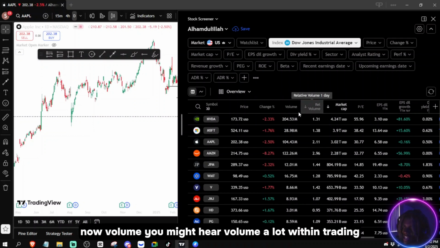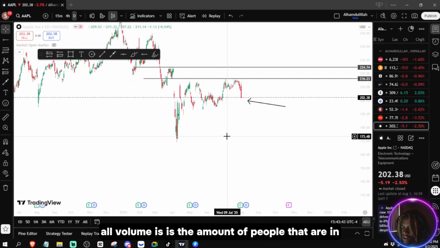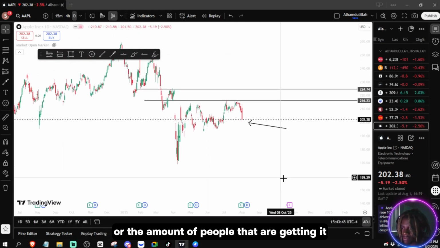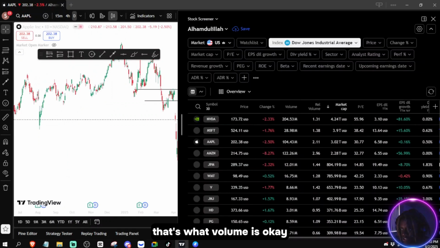Now, volume. You might hear volume a lot within trading. All volume is the amount of people that are in the trade right now, or the amount of people that are getting in. That's what volume is.